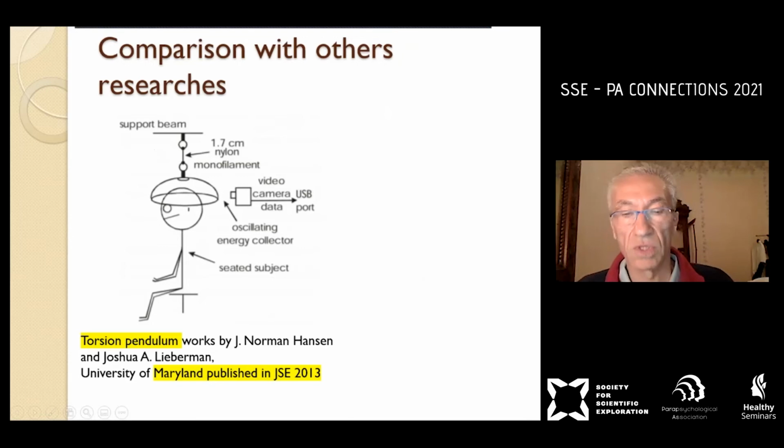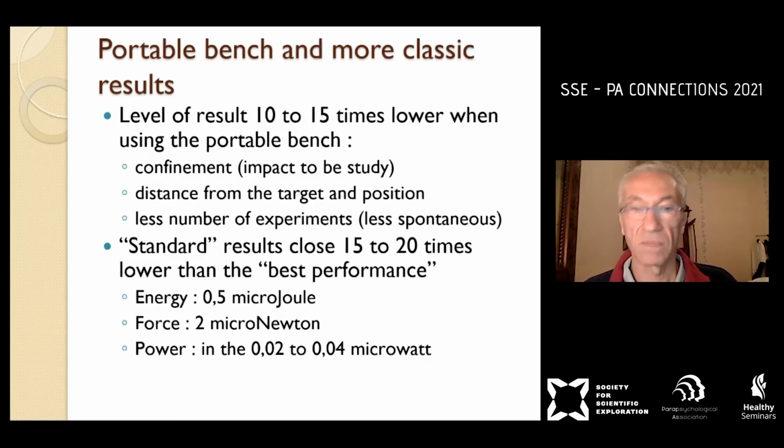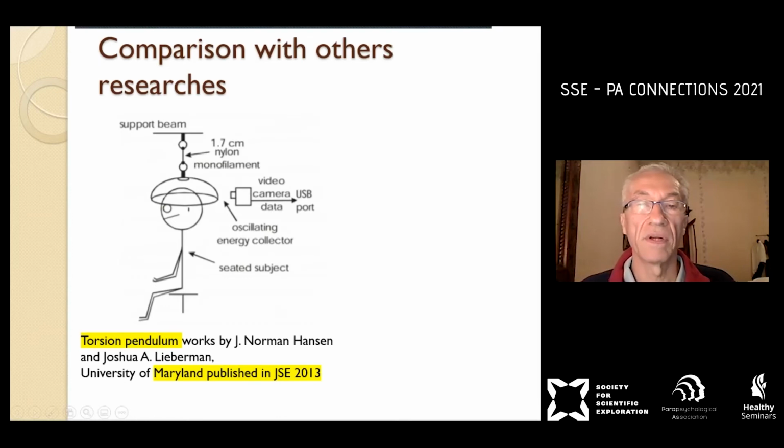The first research we looked at was that of Norman Hansen and Joshua Lieberman in 2013, published in JSE. In fact, they used a helmet above the head, and they looked at the torsion of this helmet. So they looked at the impact of putting the head here on the difference of frequency of torsion of this mobile. And they got some first results.